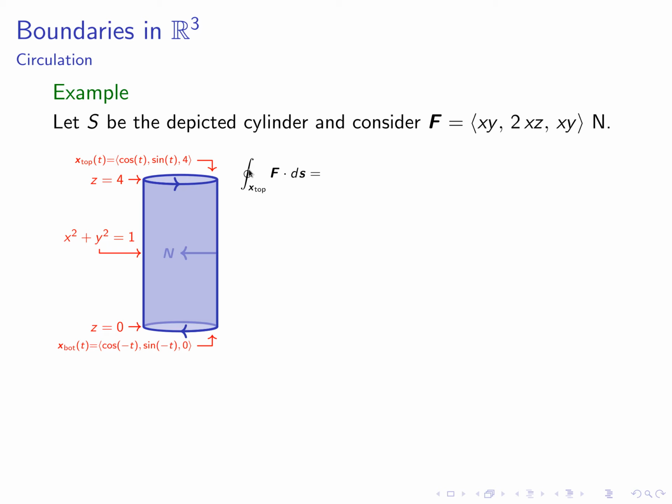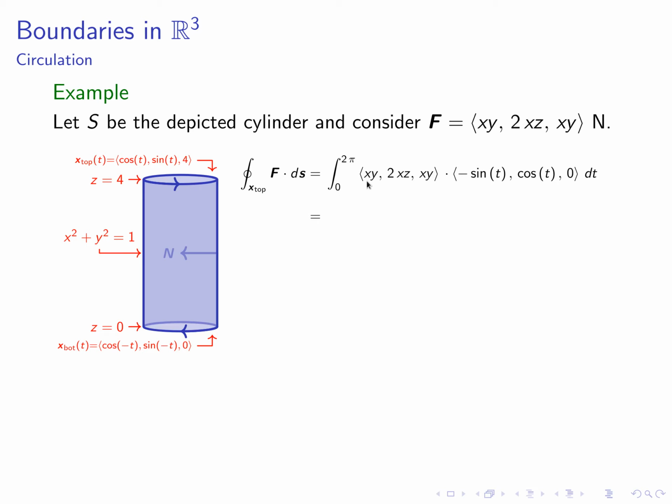So to calculate the work done by this vector field on the top part of the boundary, we just apply the formula for line integrals. Here the parametrization is for t between 0 and 2 pi, and our parametrization is cosine t, sine t, 4. So to take our line integral, we take our vector field, and then we dot with the velocity vector of the parametrization. So here, the velocity vector of cosine t, sine t, 4 is negative sine t, cosine t, 0.